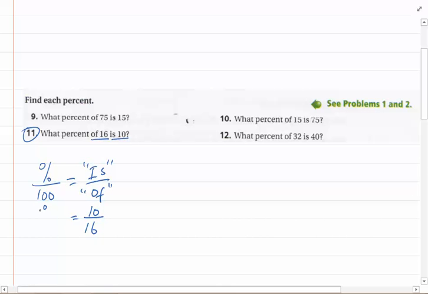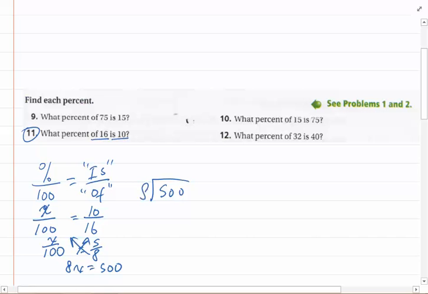Percent, we don't know what that is. We can call it x over 100 equals 10 over 16. And 10 over 16 can be reduced to 5 over 8. This becomes x over 100. You would cross multiply. You have 8x equals 500. 500 divided by 8.